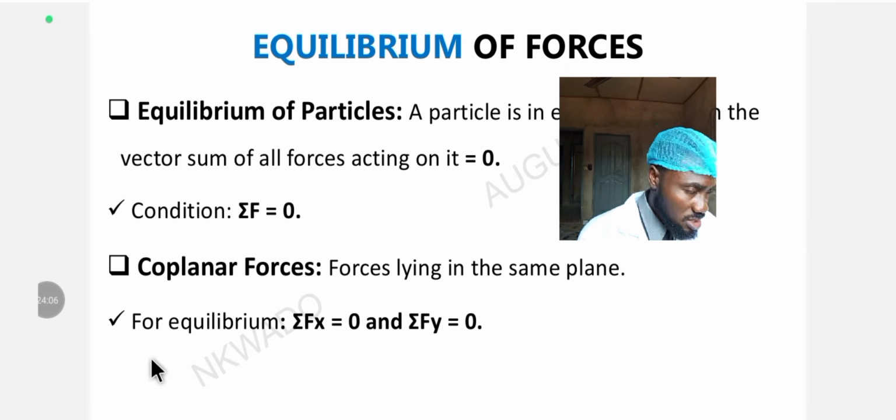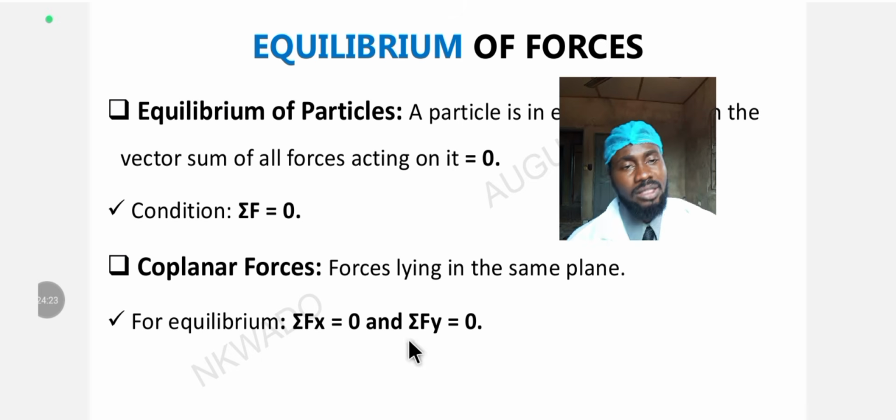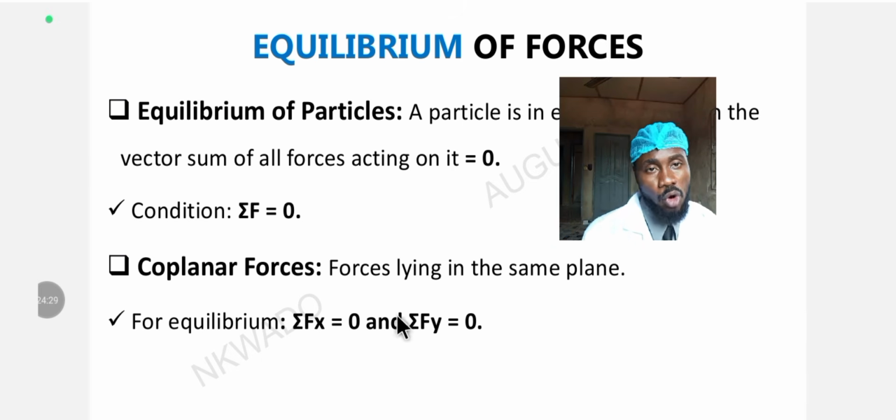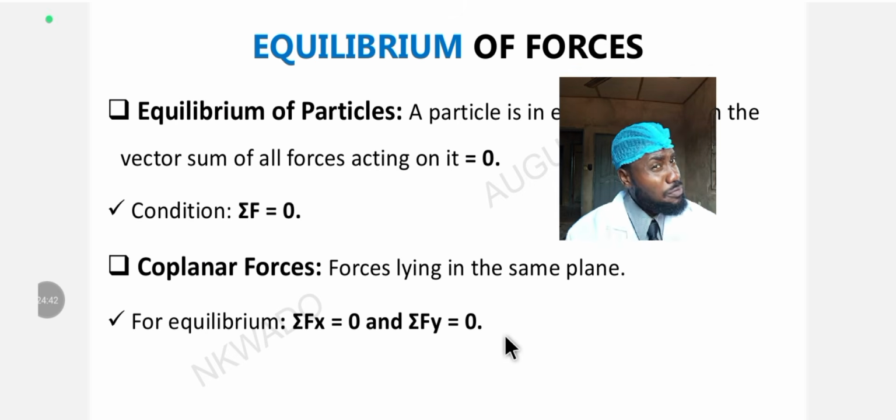That's coplanar forces. For equilibrium, the relationship is given like this: the sum of the coplanar forces is equal to 0, and when this is equal to 0, the system is at equilibrium, and Fy is equal to 0. So we are talking about the planes. This is for the x-axis on the graph, and this is for the y-axis. That's it. Two forces lying in the same plane, coplanar forces. And you have to know that when the force is 0, the system is at equilibrium.